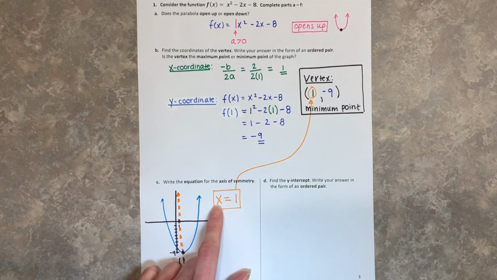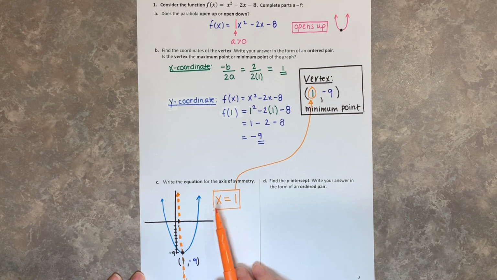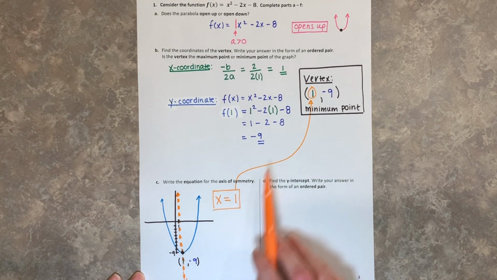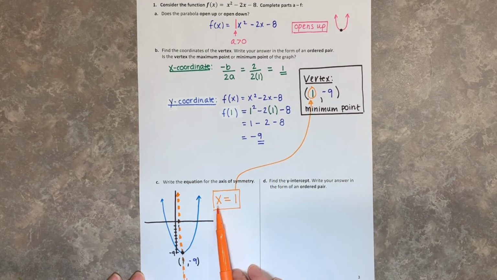So our axis of symmetry will be x equals 1. If the vertex had an x-coordinate of 10, then your axis of symmetry would be x equals 10. If your vertex had an x-coordinate of negative 19, then your axis of symmetry would be x equals negative 19.